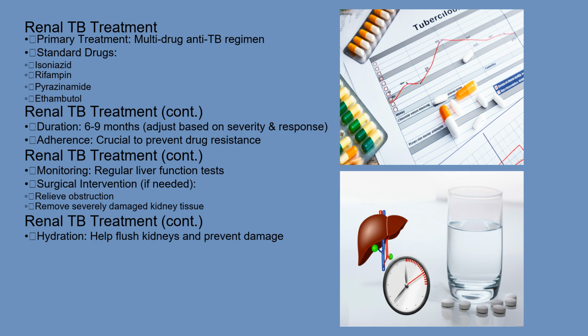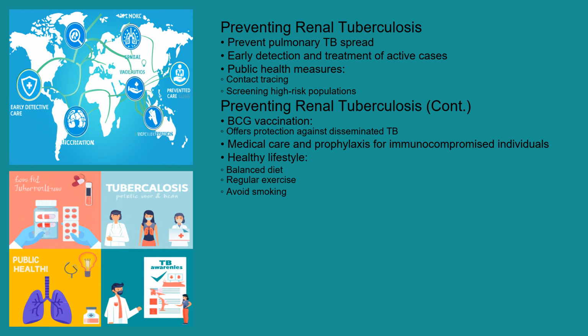In cases of significant obstruction or kidney damage, surgical intervention may be required to relieve the obstruction or remove severely damaged kidney tissue. Hydration is also important to help flush out the kidneys and prevent further damage. Preventing renal TB primarily involves preventing the spread of pulmonary tuberculosis. This includes early detection and treatment of active pulmonary TB cases. Public health measures, such as contact tracing and screening of high-risk populations, are essential.